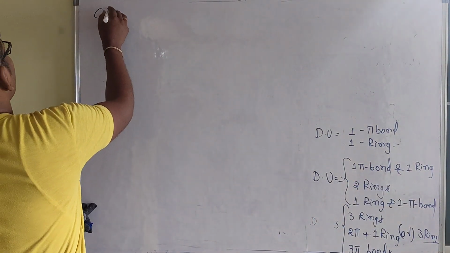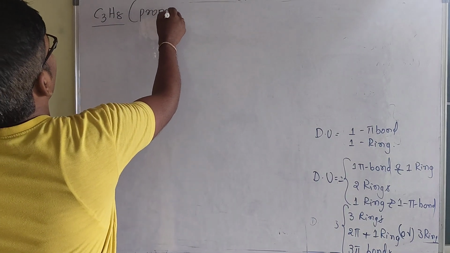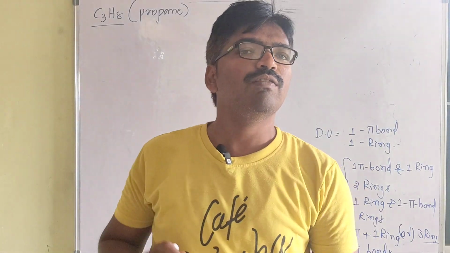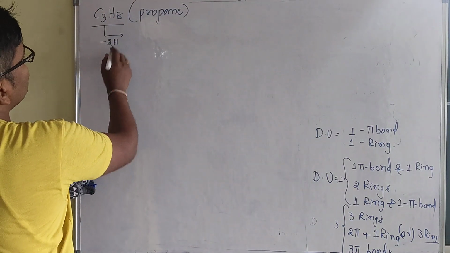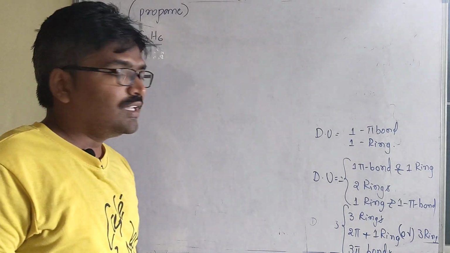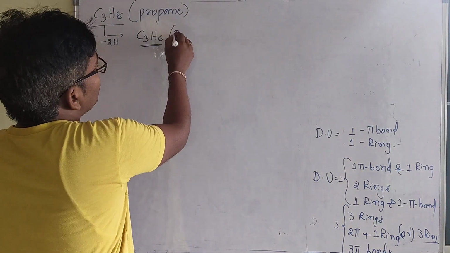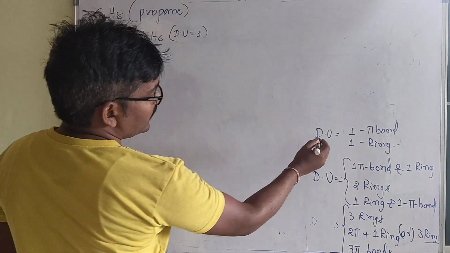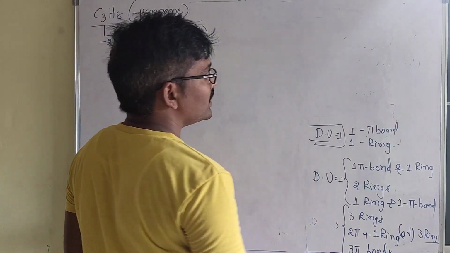We are seeing C3H8, it is an alkane. What is the name of the alkane? That is propane, my dear students. In case 2 hydrogen atoms are removed from this, what molecular formula comes after removing? C3H6. In C3H6, what I told: 2 hydrogen atoms are less, so degree of unsaturation is equal to 1. Once degree of unsaturation is equal to 1, 1 ring is possible, 1 pi bond is possible, I told.